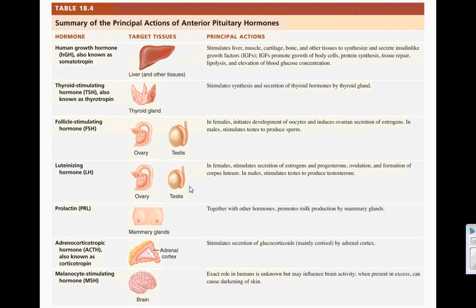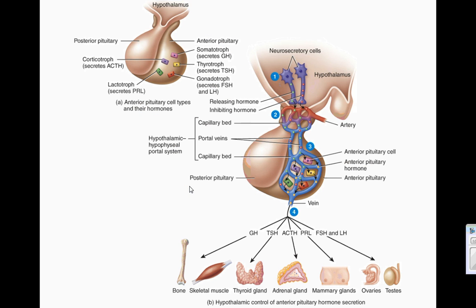Here, table 18.4 is just a nice summary of all those hormones that we just talked about. It gives you the hormone. It tells you who secretes it, anterior pituitary. It tells you who it targets. It gives you its principal action. So that's nice. It gives you 3 out of those 4 things that I wanted you to know.